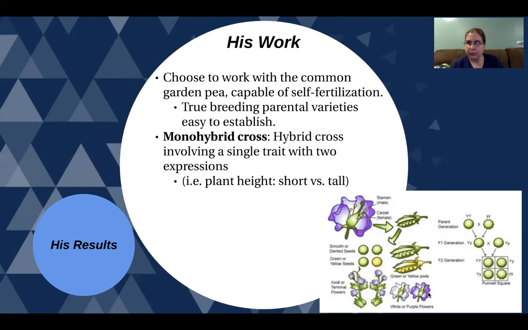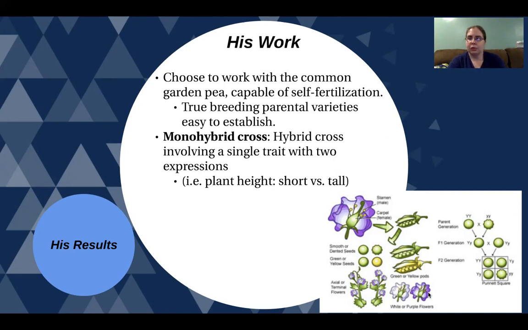And what he started doing was what we call a mono-hybrid cross. So mono means one, hybrid means between two different parents. So instead of having these plants fertilize themselves, he would actually go out with like a little paintbrush or something, take pollen from one of the pea plants, and actually use that to fertilize a completely separate pea plant, thus taking out the self-fertilization process.